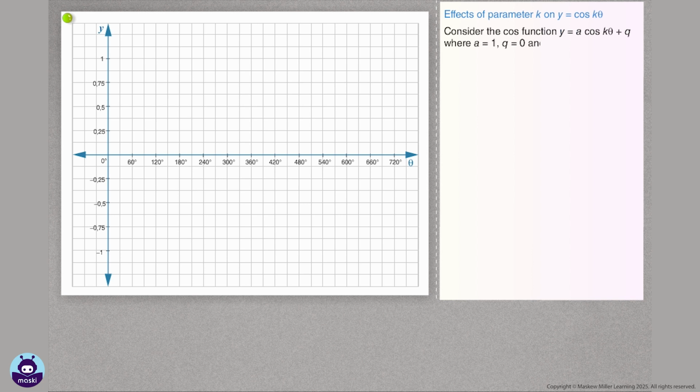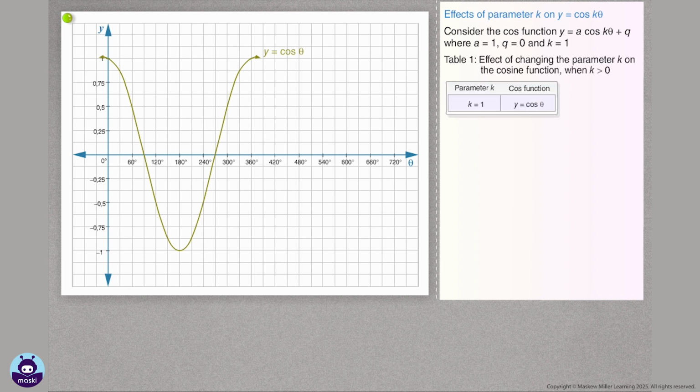Consider the cosine function y equals a cos k theta plus q, where a equals 1, q equals 0, and k equals 1. It becomes the cosine function y equals cos theta, which we saw earlier. Consider the cosine function where k equals 2. The function becomes y equals cos 2 theta.